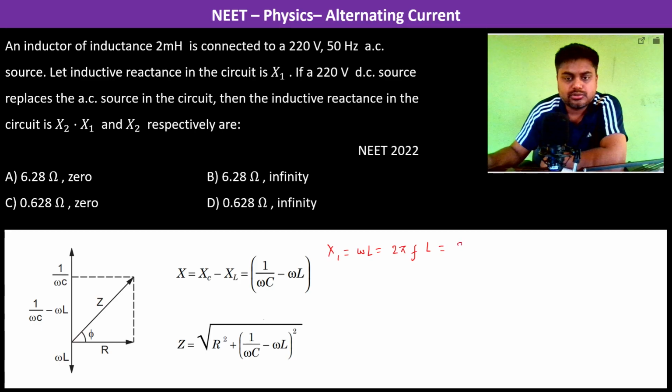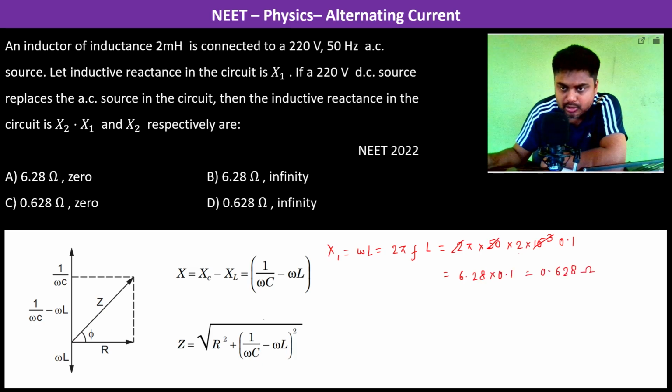So it is 2 pi into f, where the frequency is 50 hertz, into L. L is 2 into 10 to the power minus 3. So 2 into 50 is 100, so this is going to be 0.1. So 2 pi, which is 6.28, into 0.1, which is 0.628 ohms.